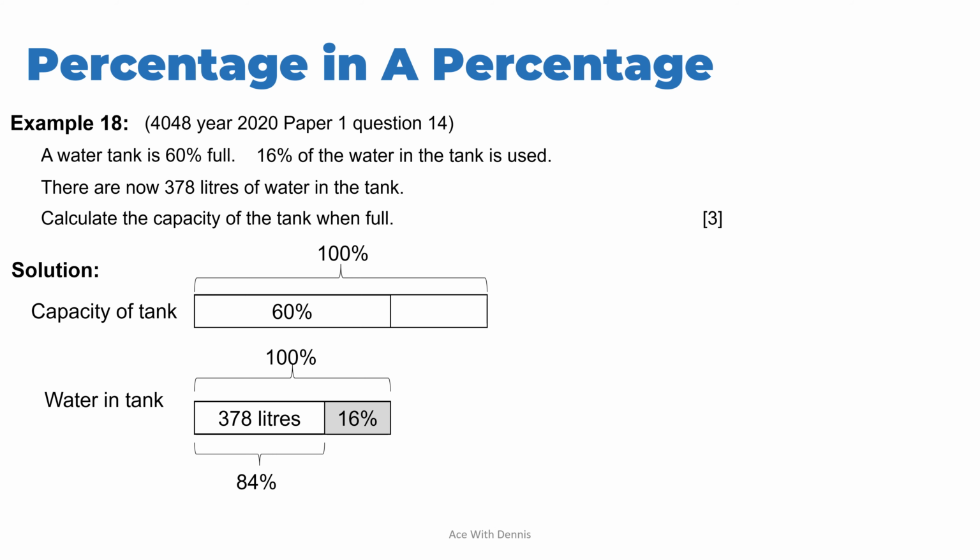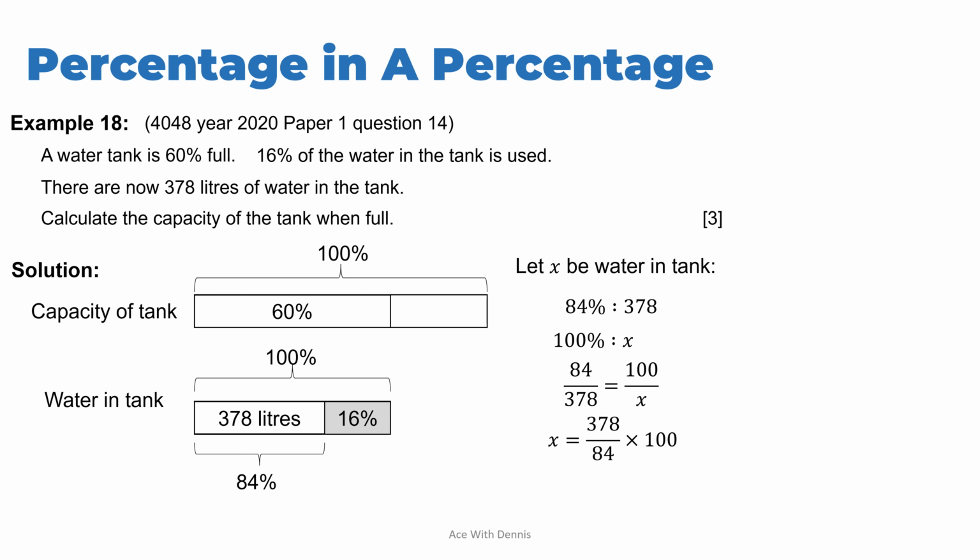Now we can start to find the answer. We can use the ratio. Let X be the water in the tank. So the ratio is 84% to 378. 100% will be X. So we can form the equation 84 over 378 equals 100 over X. Then you solve this equation. X equals 378 over 84 times 100, which is 450 liters. So this is the water in the tank.